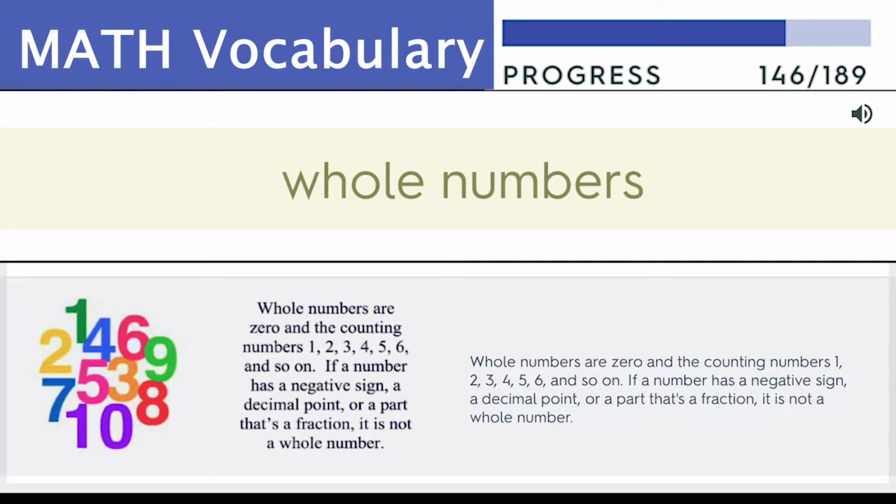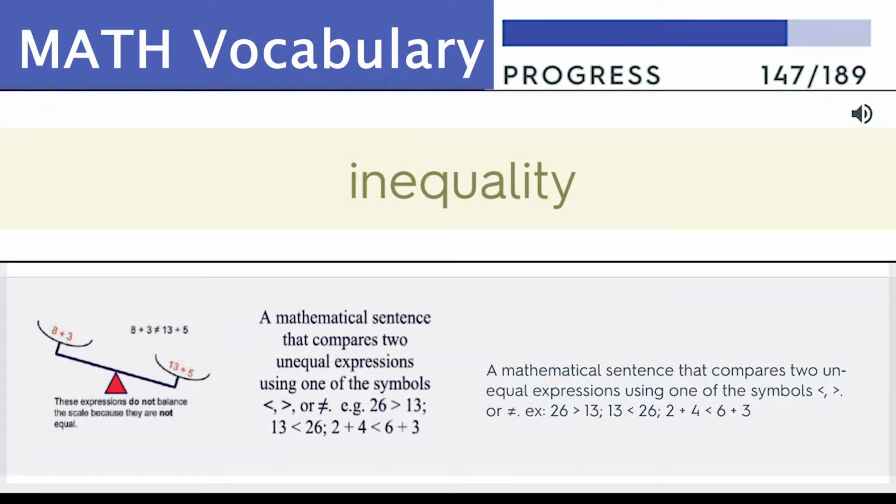Whole numbers. Whole numbers are 0 and the counting numbers 1, 2, 3, 4, 5, 6, and so on. If a number has a negative sign, a decimal point, or a part that's a fraction, it is not a whole number. Inequality. A mathematical sentence that compares two unequal expressions using one of the symbols less than or greater than. 26 is greater than 13, 13 is less than 26, 2 plus 4 is less than 6 plus 3.